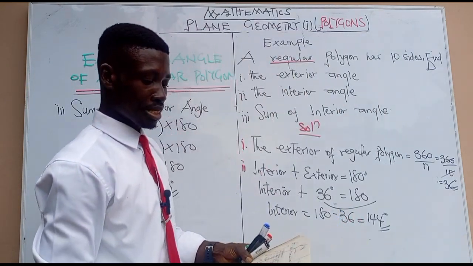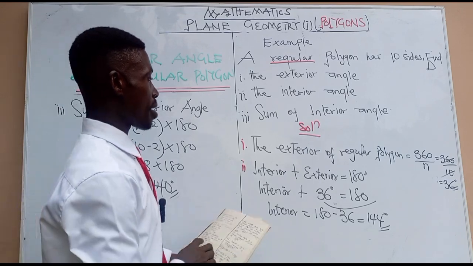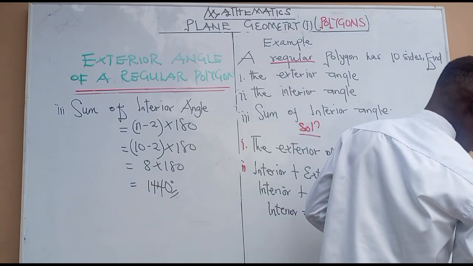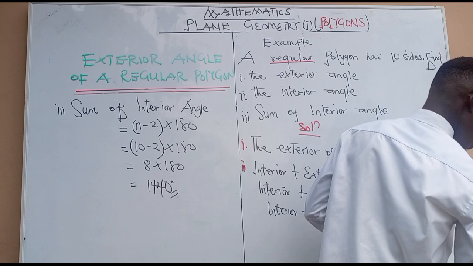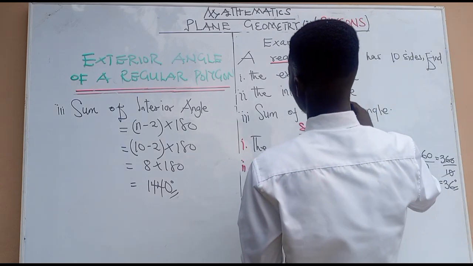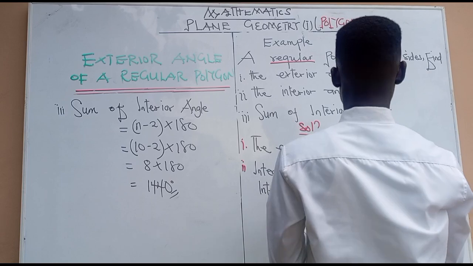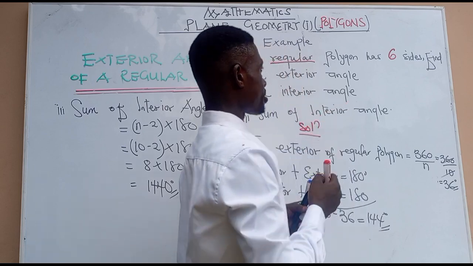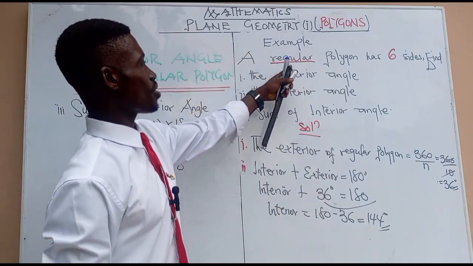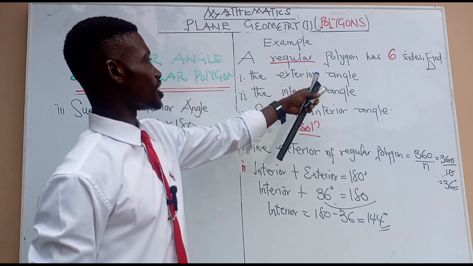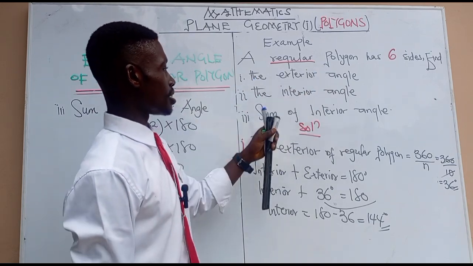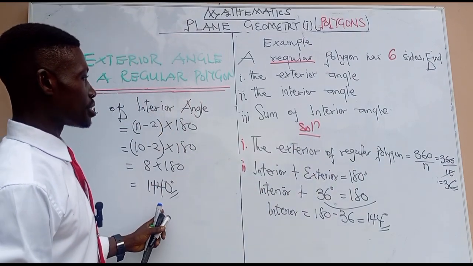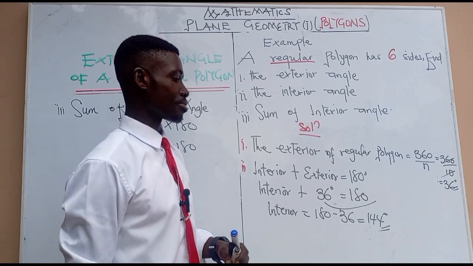Now let's take our next example. Your example is a regular polygon has 6 sides. Find the interior angle, find the exterior angle, and then the sum of interior angles. Follow the same steps, the same approach, and then come out with your answer.